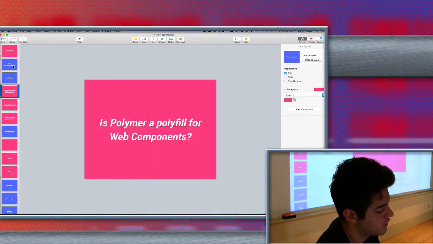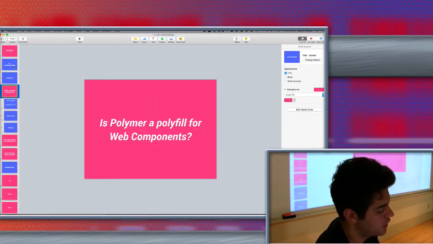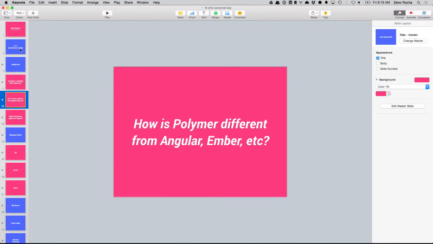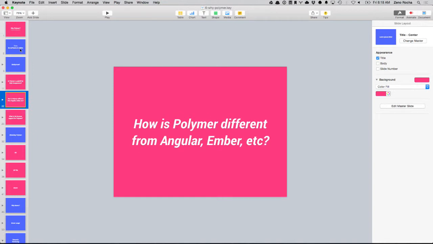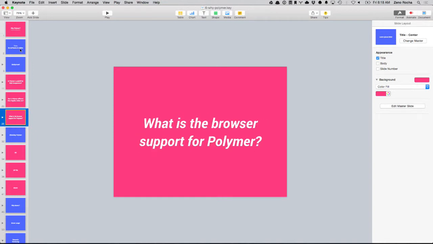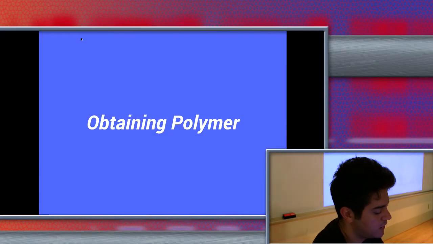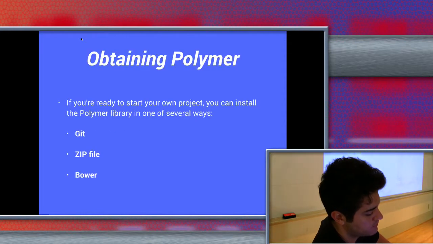Yesterday we also covered why we should use Polymer, and some common misconceptions, like, is Polymer a polyfill? No, it's not. How Polymer is different from Angular, Ember, and other frameworks like this, and the browser support for Polymer. And then today we're going to start installing Polymer. How can we obtain Polymer? What is the best way? And we're going to explore all that.